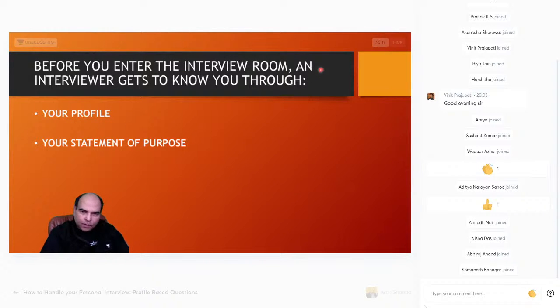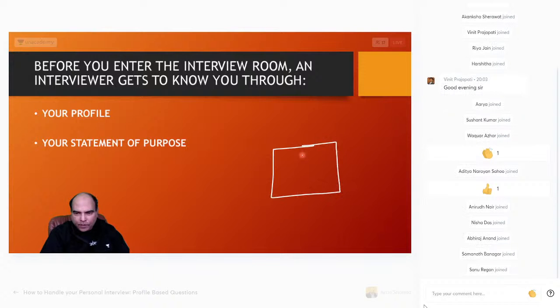The first thing you need to understand is the structure of the interview. When you enter the interview room, you've got people sitting around the table and you entering. Between the last person going out and you entering, there is a gap of around a minute to two before you are called in.